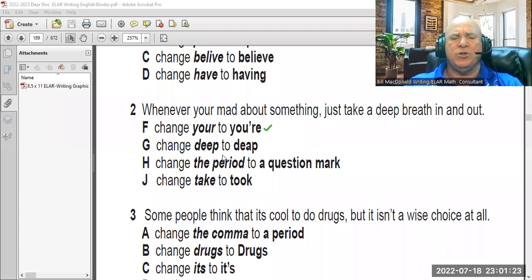Whenever you are mad about something, that does sound like a good idea. I like it. Change deep, double vowel on E, to deep. I've never seen that before, so I think that I'm going to eliminate that one. Change the period to a question mark. Whenever, you could say, when are you going to do something? But they're saying whenever, so I don't think it would make sense to do that one. And change take to took.